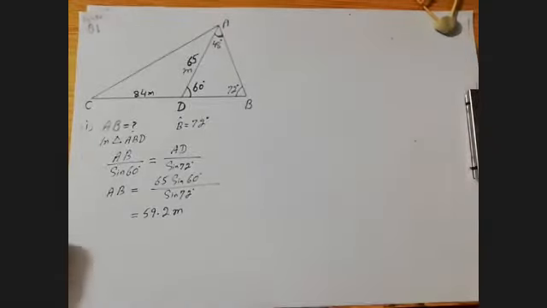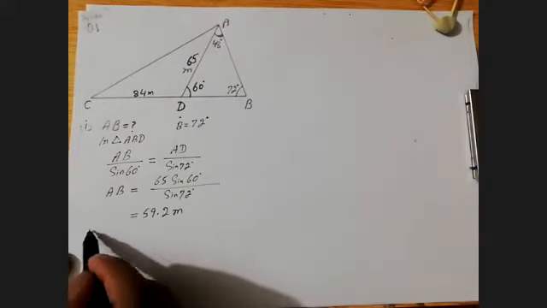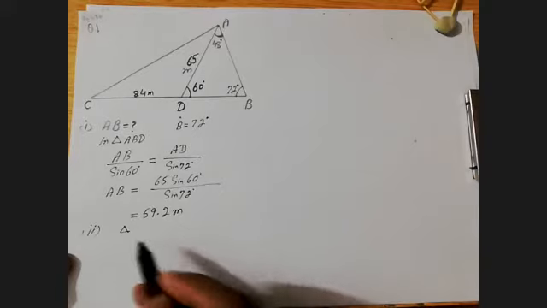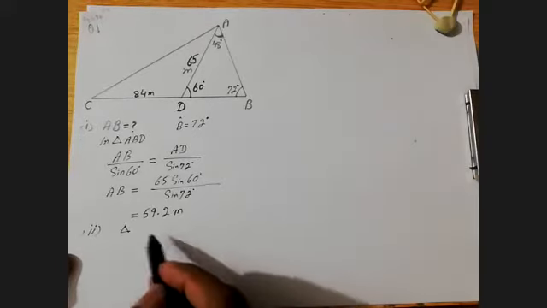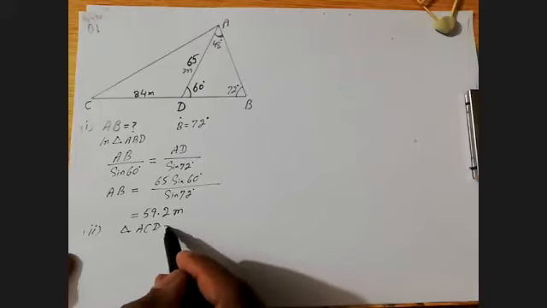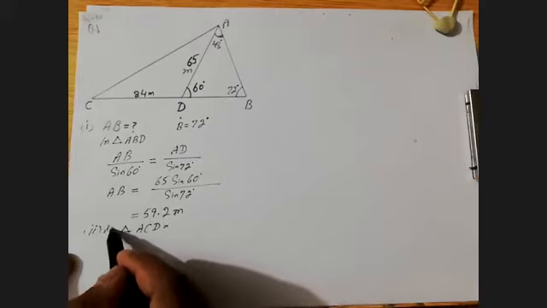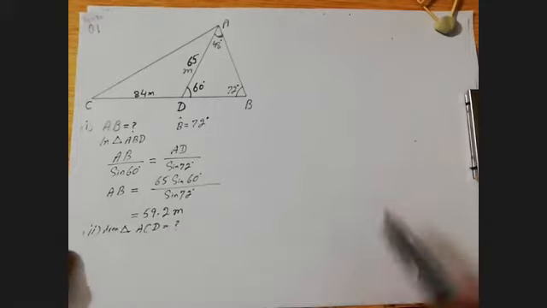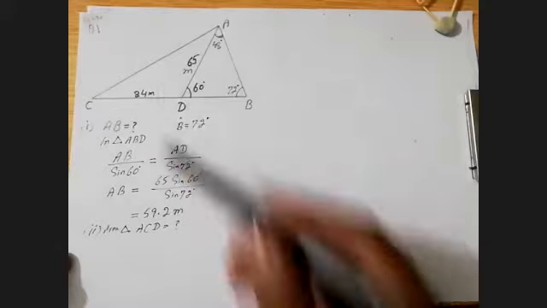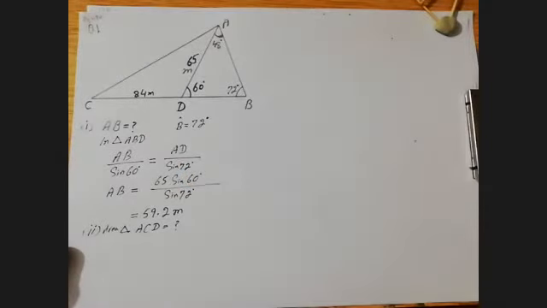Well, now we have to find out the area of triangle ACD. The second part which you have to do is the area of triangle ACD. This area is required. This is the triangle ACD. You have to find out the area.